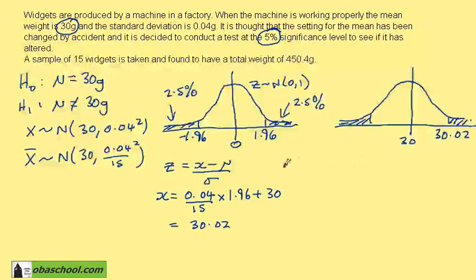I don't really need to calculate it for this one because I know it's symmetric. So if this one is 30 and this is 30.02, it follows that this is 29.98.